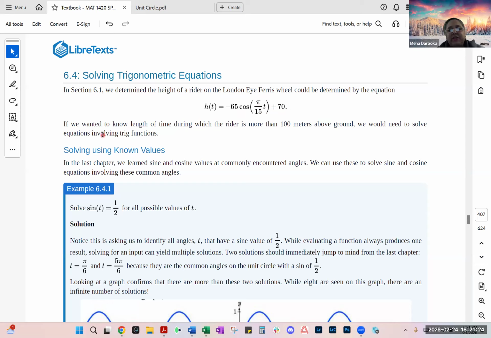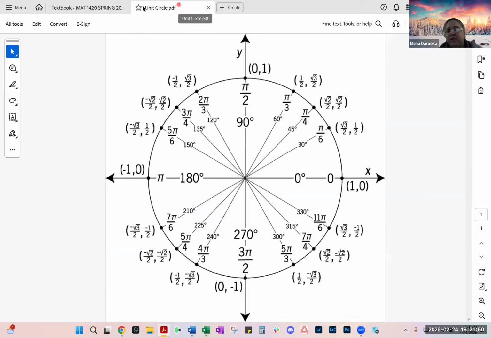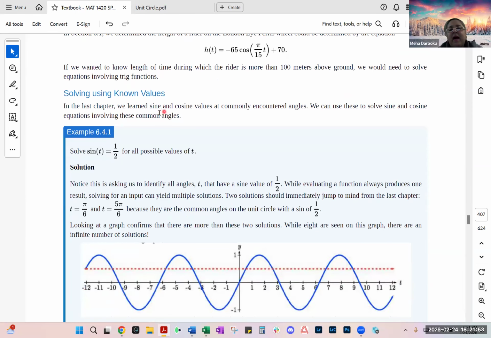In the previous section, they had asked us, what if we wanted to know the length of time during which the rider is more than 100 meters above the ground? To identify that, we need to use trig functions to solve that equation. So let's build up on that now. They're saying solving for known values, which are those commonly known angles as we know from the unit circle now. We can find the sine and cosine values when they are at these commonly known angles. So that same thing translates into equations.